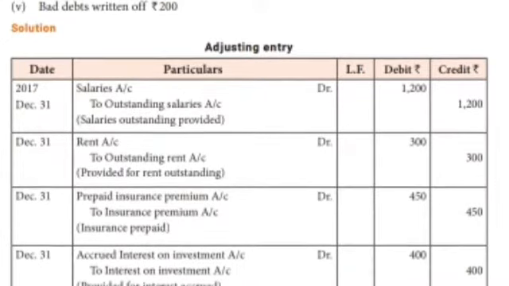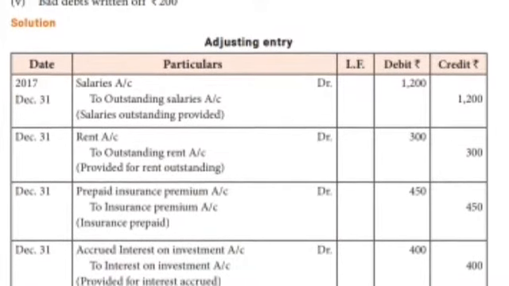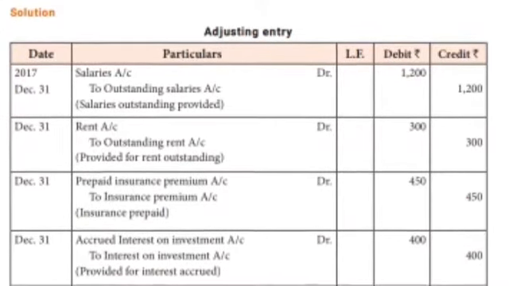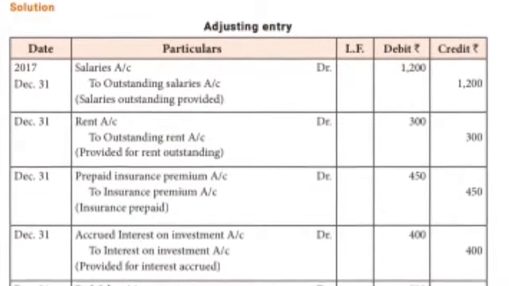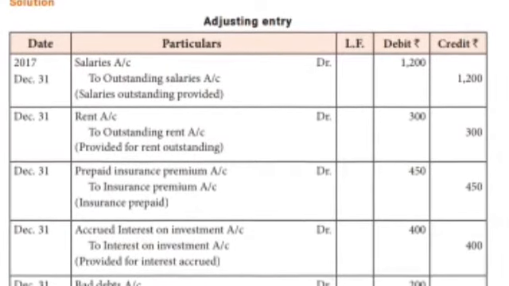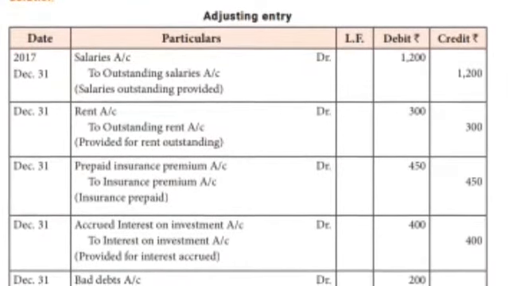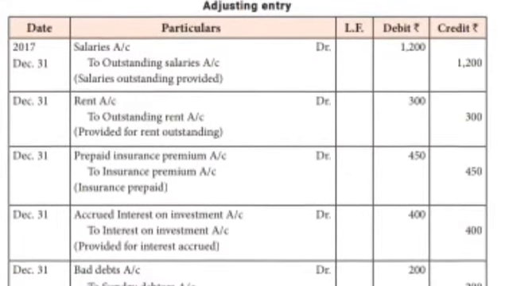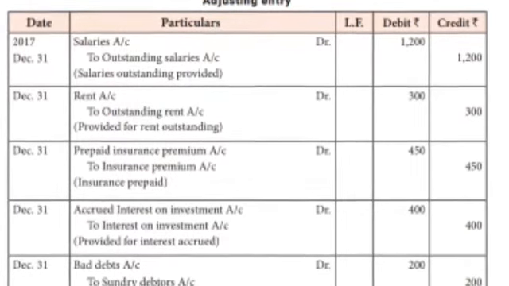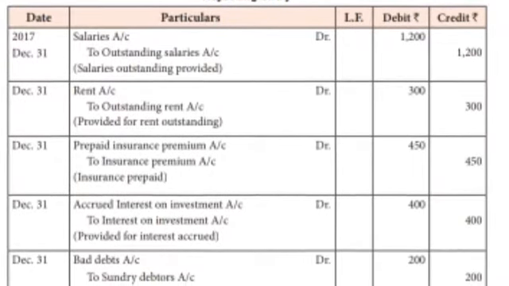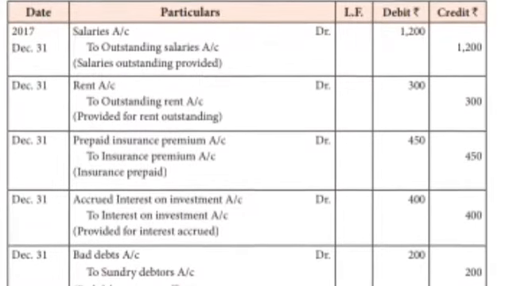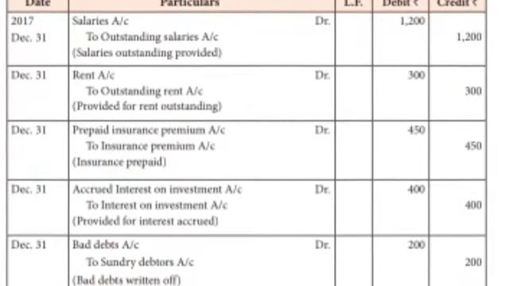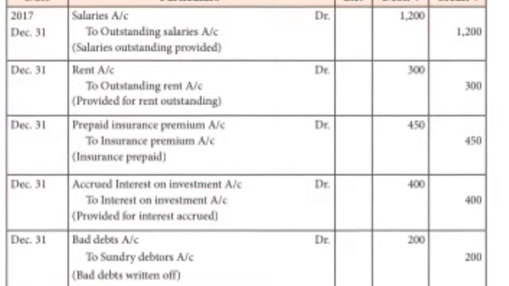1200. Second one, outstanding rent. So rent account debit to outstanding rent, 300. Prepaid insurance premium 450. Prepaid insurance premium account debit to insurance premium. Prepaid means we have to show it on the debit side. Next one, interest on investments accrued. Accrued interest on investment, debit to interest on investment. So we have to debit the accrued income. So 400.